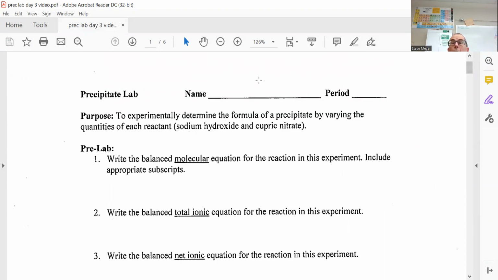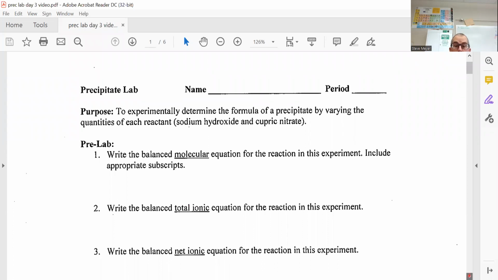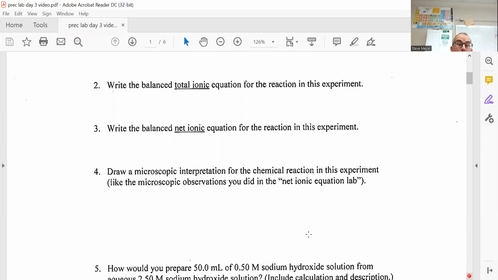You are writing the balanced molecular equation, total ionic, net ionic, and then a picture like we did in the net ionic lab for the microscopic interpretation.